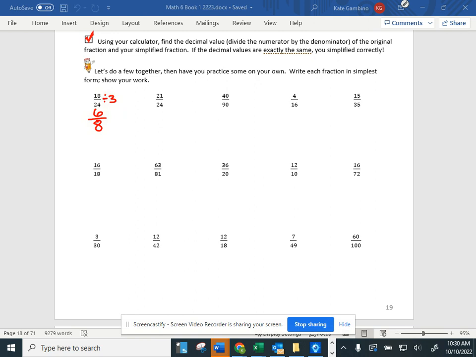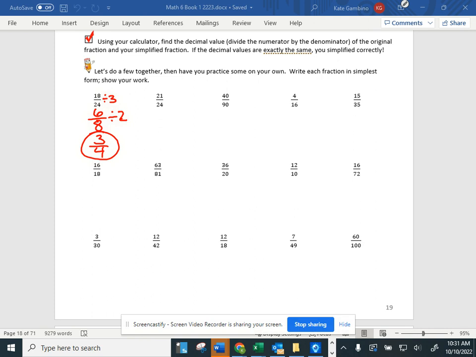Gigi, what else can I divide out? Divide by 2. 6 divided by 2 is 3. 8 divided by 2 is 4. So 3/4 is as small as I can go. I'm going to circle it so I know that's my final answer. Then I'm going to check my math.